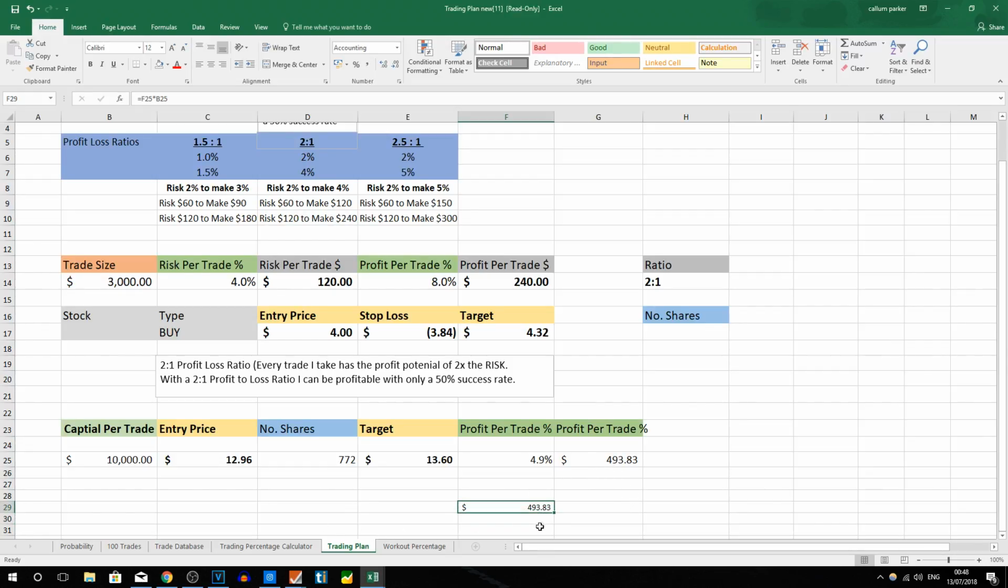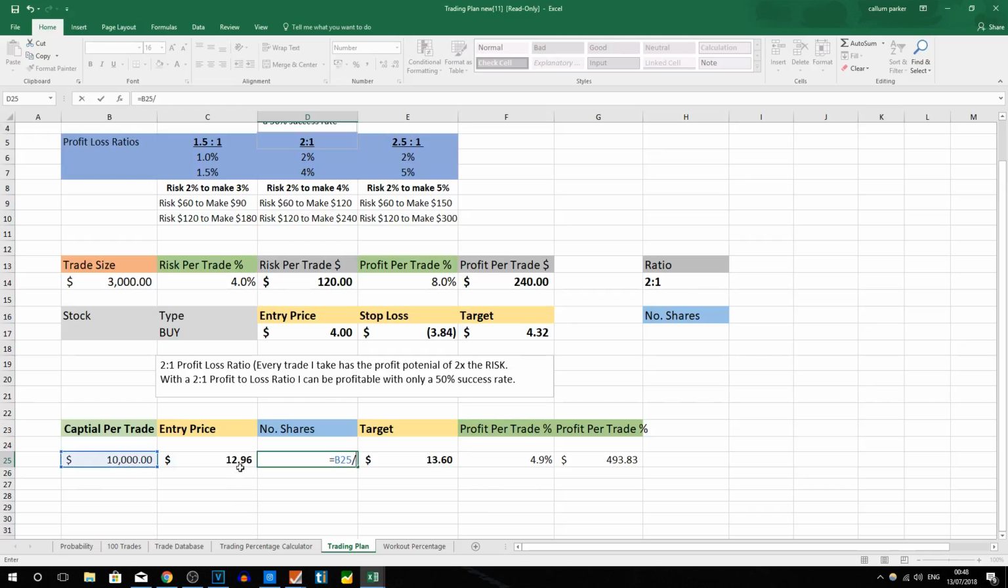So this is how I've done the Excel sheet. It's fairly easy. Once you've done it, it's set, and it's not that hard to actually do. It just takes a little bit of thinking. Like I say, if you're working out the shares, it's literally just equals your capital divided by the share price.